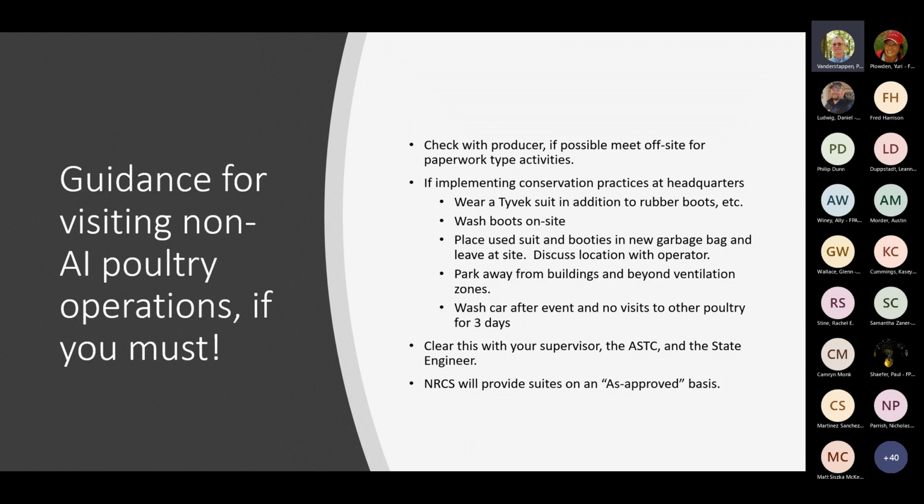Guidance for visiting non-AI poultry operations, if you must: check with the producer. If possible, meet off-site for paperwork-type activities. If you're just doing paperwork or a follow-up on some other activity, maybe the producer can come to the office or meet you off-site somewhere, at Wawa or Cherokee Hill or something else, and take care of paperwork so you don't have to drive yourself or your government vehicle onto the property.